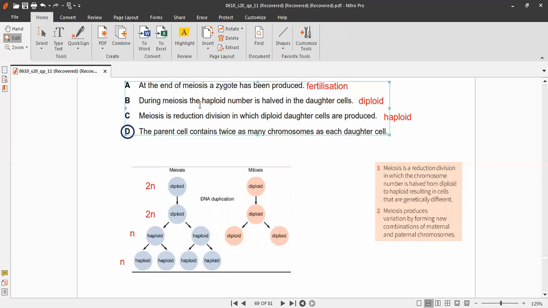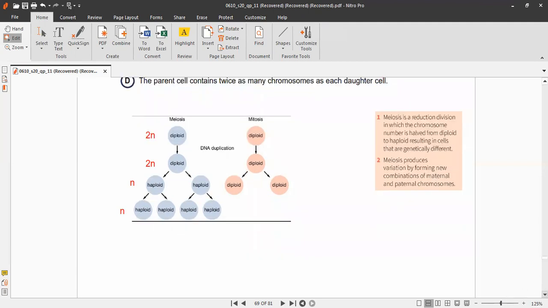And during meiosis, the haploid number is halved? No, the diploid number is halved in the daughter cells. Meiosis is a reduction division? Yes, in which diploid daughter cells are produced? No, haploid cells are produced. So the correct answer D, the parent cell contains twice as many chromosomes as each daughter cell.